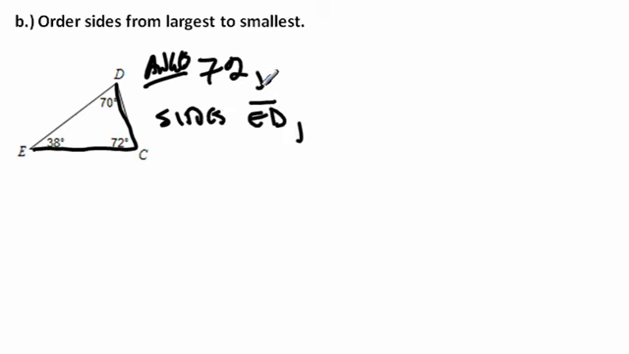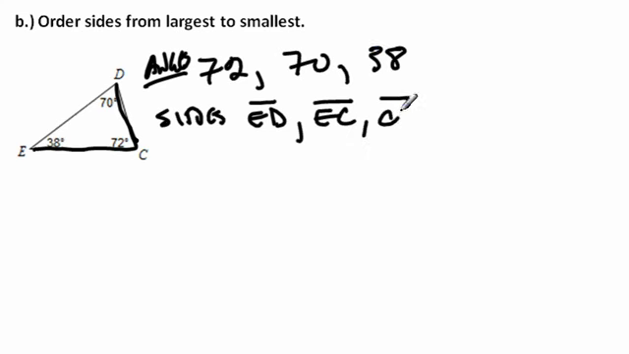And then I ask myself, what's the next largest? That would be 70. What is opposite 70? That would be EC. So segment EC. And then the next largest would be 38, which is the smallest. And so CD would be the smallest side. Again, I have no idea what it equals, but because it's opposite the smallest angle, I know it has to be the smallest side.